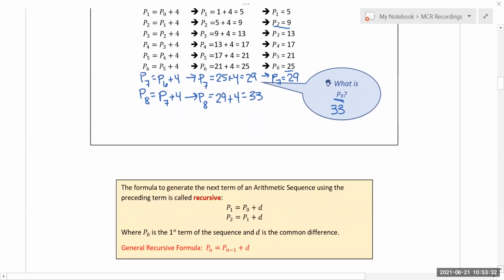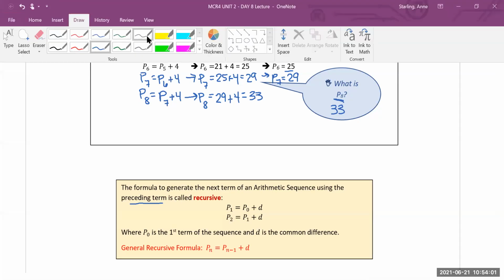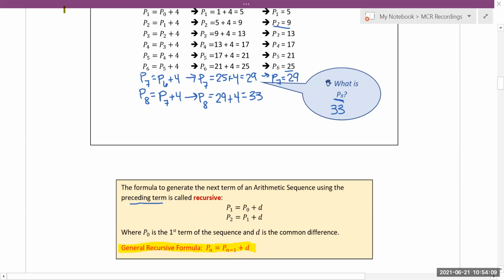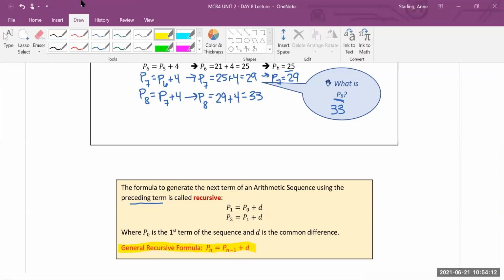How I wrote this was with a recursive formula. A recursive formula uses the previous term, or the preceding term, to get the next one. That's the idea that P6 was P5, the previous term, plus the difference. P4 was P3 plus the difference. To get P1, I'm going to do the previous term plus the difference. To get P2, the previous term plus the difference. So our general recursive formula, which you do want to make a note of, you need to know these, is that to get any point, Pn, use the previous term, Pn minus 1, and then add the d to it.